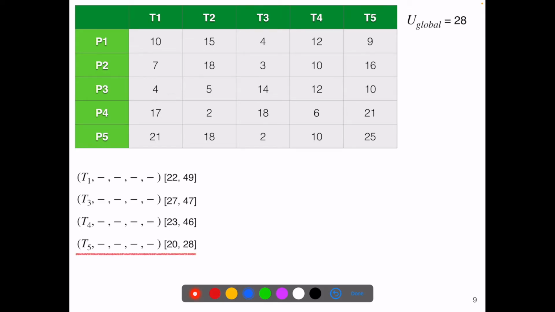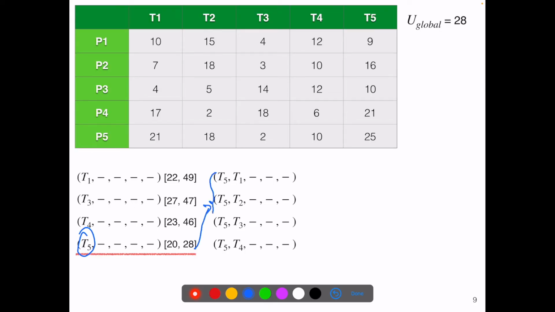Since T5 is assigned to P1, the second decision will have 4 options, assigning T1, T2, T3, or T4 to P2. These 4 are the extended solution of this partial solution. We can reduce the matrix to this as well. Don't have to look at the first row and the last column. Now let's compute their bounds. For the first partial solution, the cost so far will be assigning T5 to P1 and T2 to P2. So that'll give us 9 plus 7.